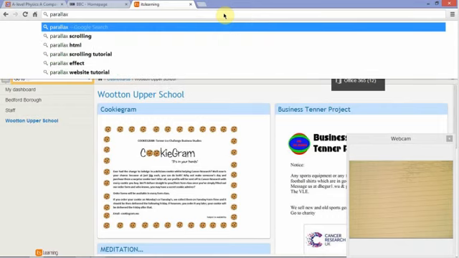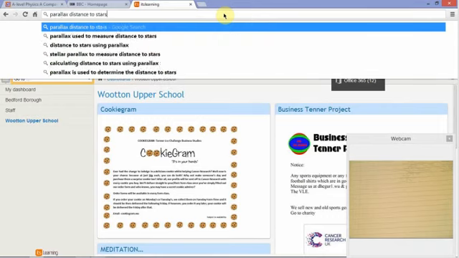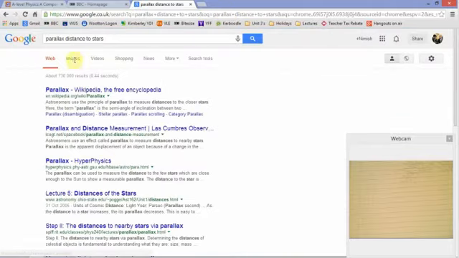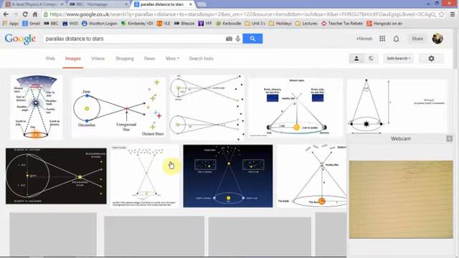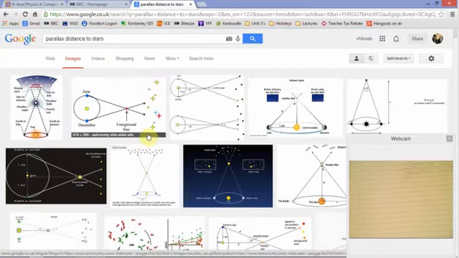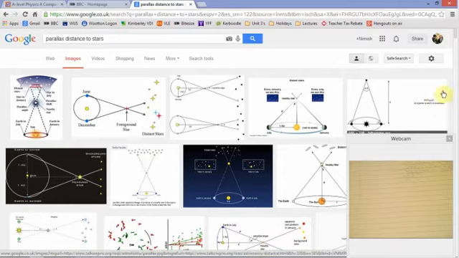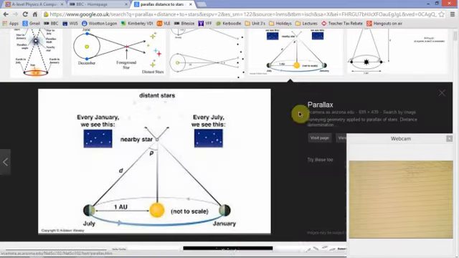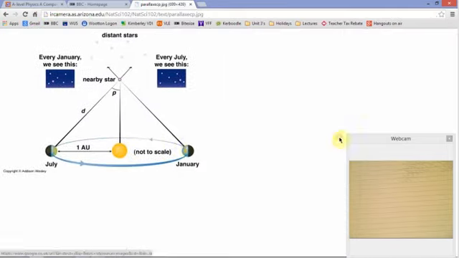parallax distance to stars. Yep, so let's find one that has a bit of trigonometry, yeah, here we go, this is a good one now. So you can see that during the rotation around the Sun, if we were to look at a nearby star 6 months apart, we would see it against a different background of stars.